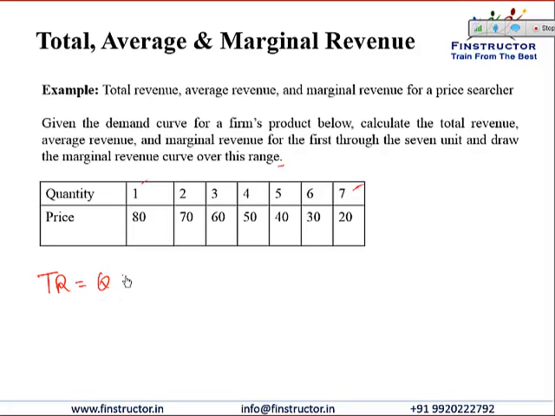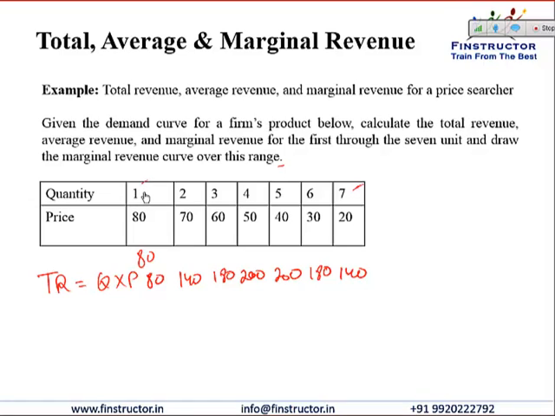It is the quantity multiplied by the price of production. So for 1 unit it is $80. For 2 units it will be 70 into 2, 140, 180, 200, 200, 180, 140. This will be the total revenue from the production given the following prices.